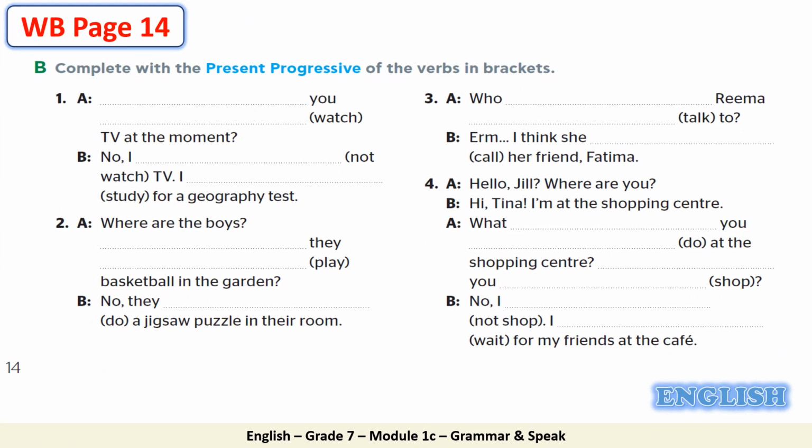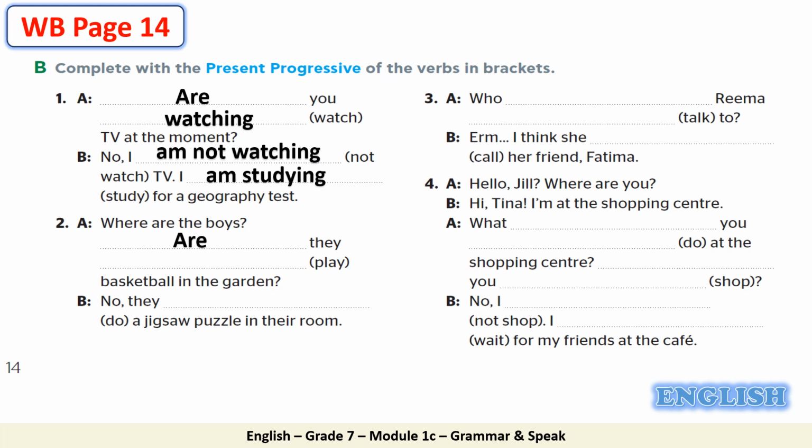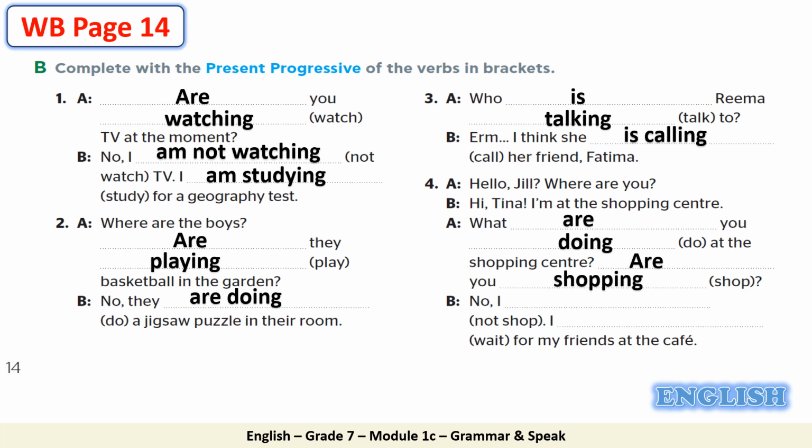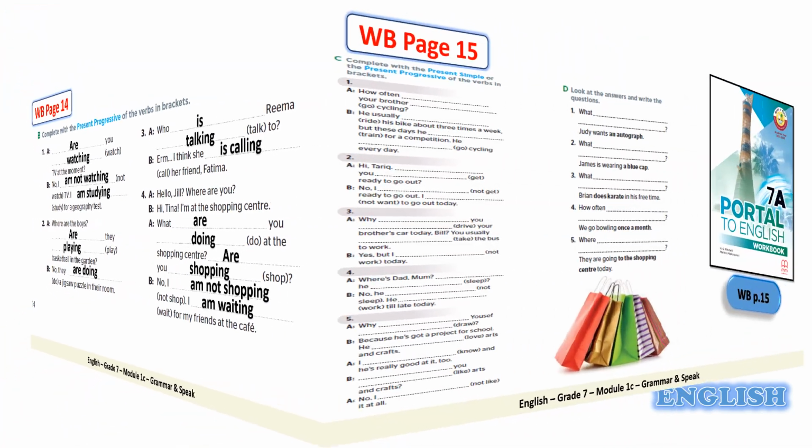Open your workbook on page 14 now and go to task B. Read the given instructions. B. Complete with the present progressive of the verbs in brackets. Again, dear students, pause the video and have some time to work it out. Now let's check your answers. Well done, dear students. All your answers are correct.